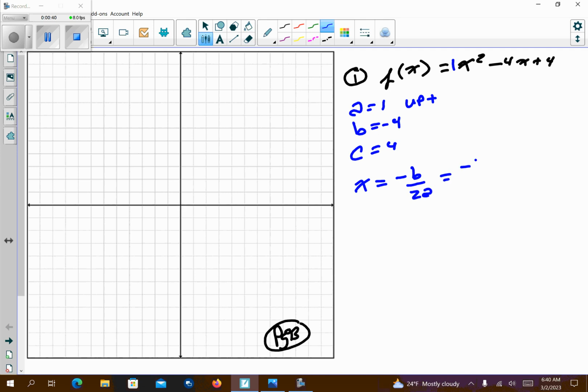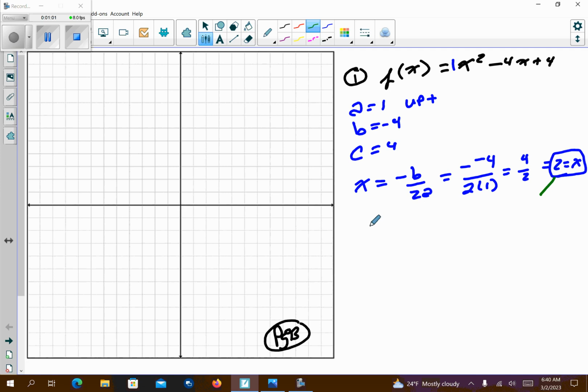So my b value is -4. My a value is 1. So that's going to give me +4 over 2. So x equals 2. That's our axis of symmetry. But notice we're not even drawing our axis of symmetry right now. And that's okay. Originally, it was kind of a guide. It's not necessary to always have it drawn.